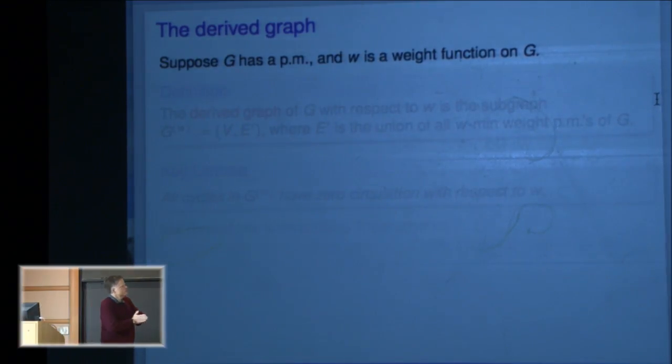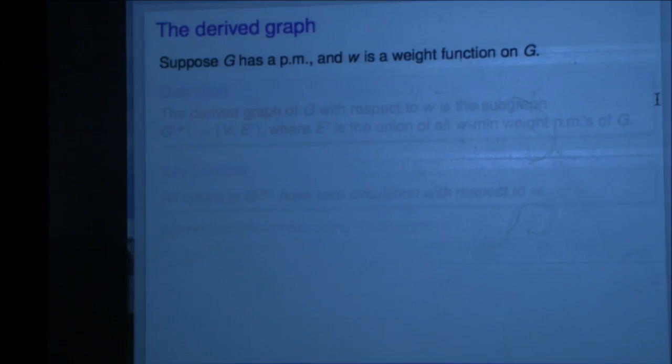All right. So this is the other key ingredient: the idea of the derived graph. So now suppose G is bipartite. It has a perfect matching, and W is just some arbitrary weight function on G. In particular, the one that was giving all the short cycles non-zero circulation. Correct. The lemma is for arbitrary, but that's what you use it with. Yeah, that's what I use it with. Good. So think of W as being these weights that give non-zero circulation to these short cycles.